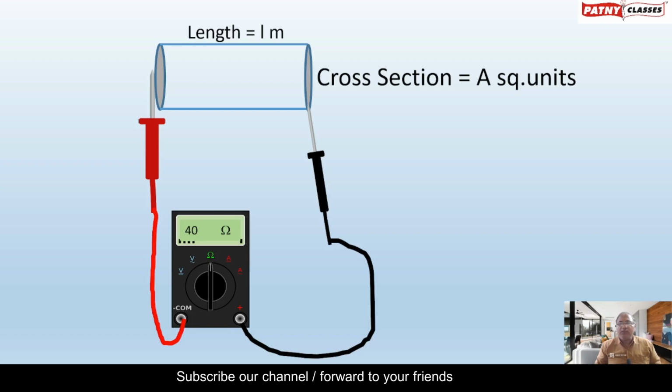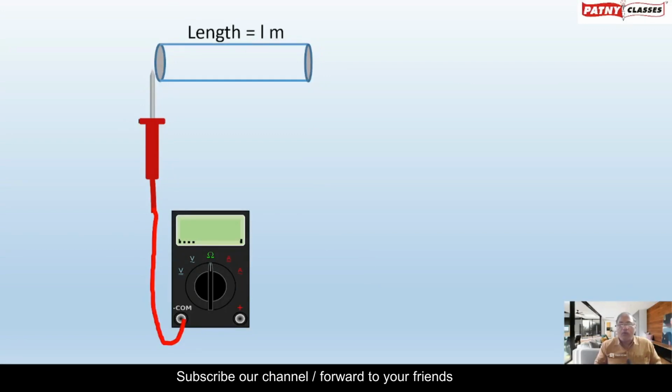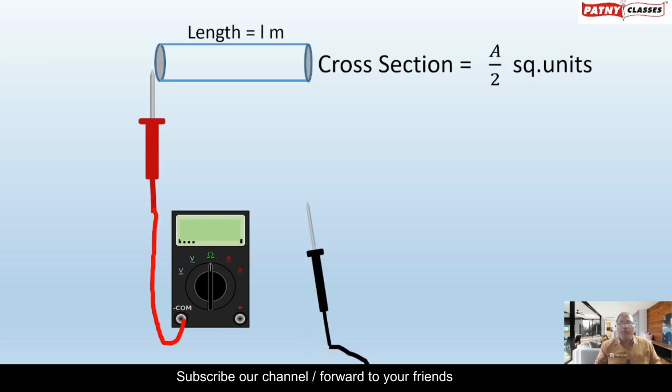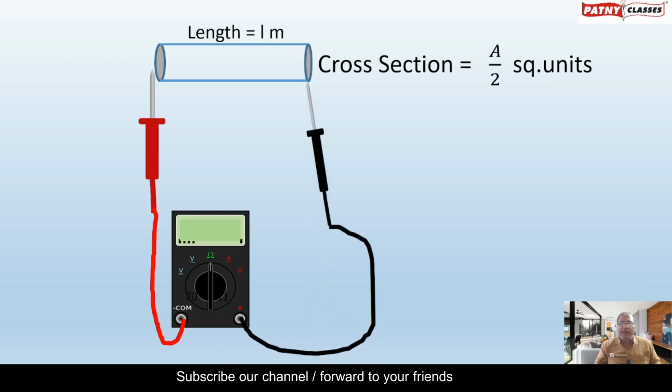Now let us change the cross sectional area and see what happens. Now let us reduce the cross sectional area by half. So the new cross sectional area is half of the original. Now connect the other end of the ohm meter and see the reading. The reading shown by the ohm meter is 70 ohms. In this case, the wire has become thinner compared to the earlier case. As the wire, or conductor, becomes thinner, the resistance value increases.